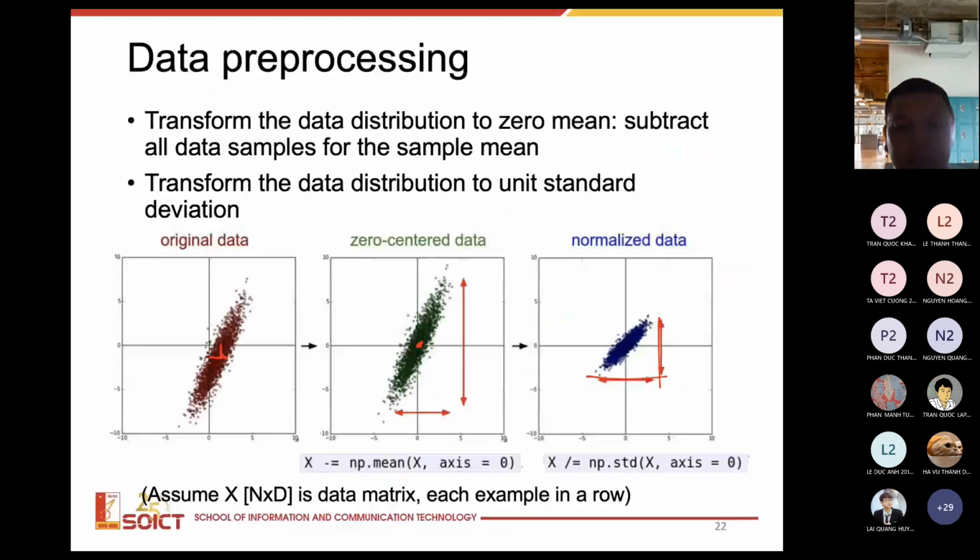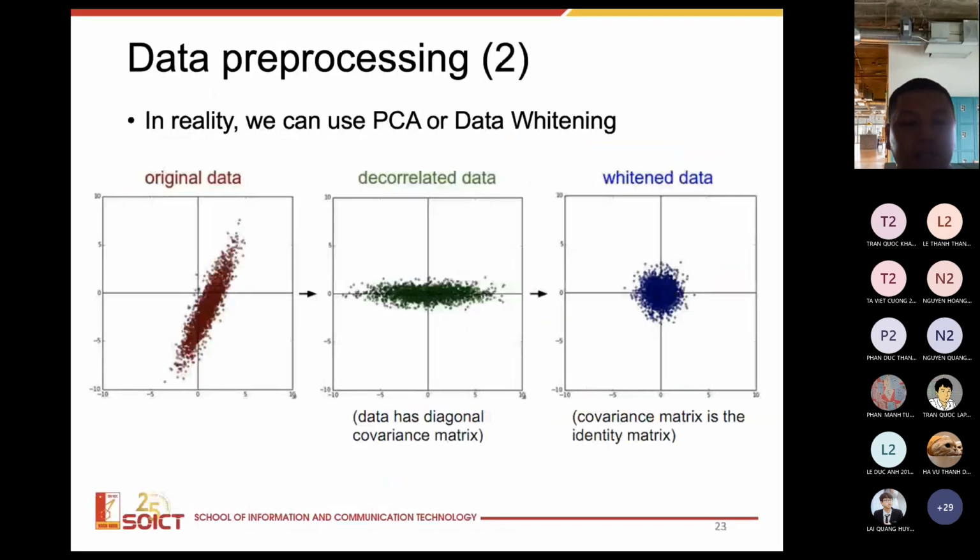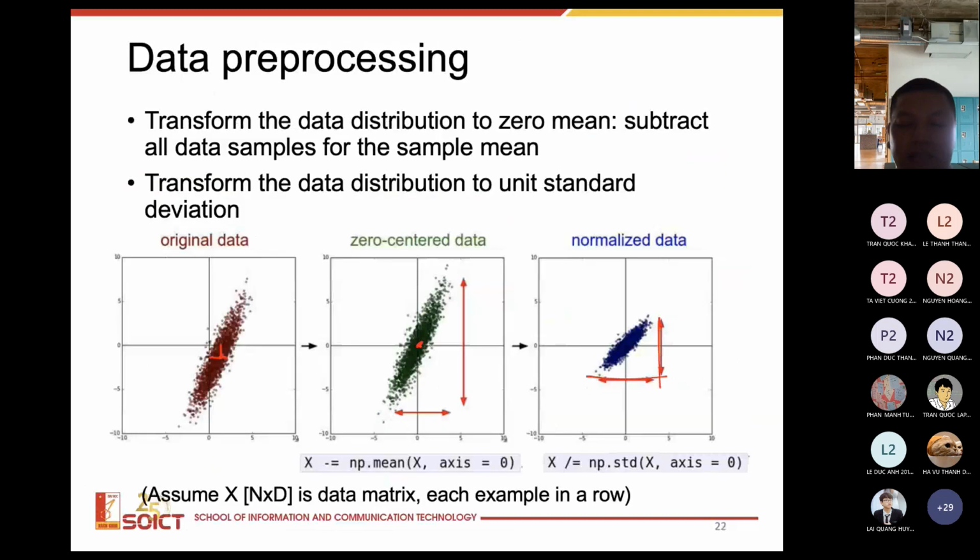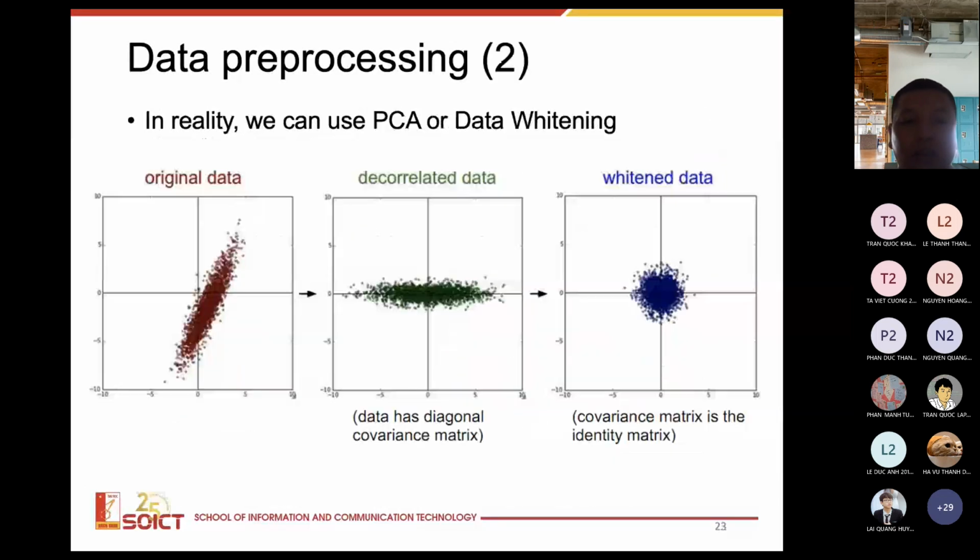Okay, so in reality, besides zero-centering and normalizing the data, we also want to decorrelate the data. For example, here we have the original data that have some correlation between x and y. X and y are two features of the data, and you see that they have a linear correlation between x and y. Y is like a linear function of x.